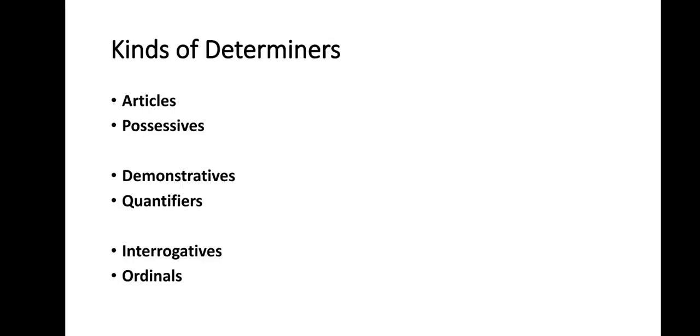Now we learn about the different kinds of determiners. So we basically have 6 kinds of determiners, and what are they? Articles, possessives, demonstratives, quantifiers, interrogatives, and ordinals. Once again, articles, possessives, demonstratives, quantifiers, interrogatives, and the last one, ordinals.